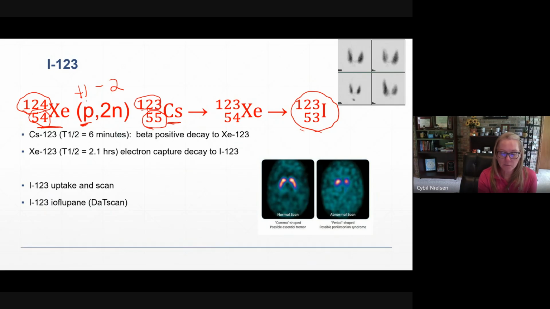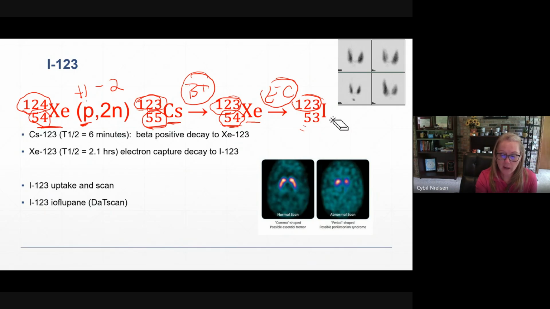Turns into cesium 123. This decays by beta positive, which means that my mass number is going to stay the same because it's isobaric transition. My 55 is going to turn into 54 because a proton turned into a neutron, becomes xenon 123. And then this decays by electron capture. Now, just looking at this, I would not be able to tell if it's beta positive or electron capture because both of them, the numbers are going to be the same. Whereas a proton goes down by 1 and the mass number stays the same.